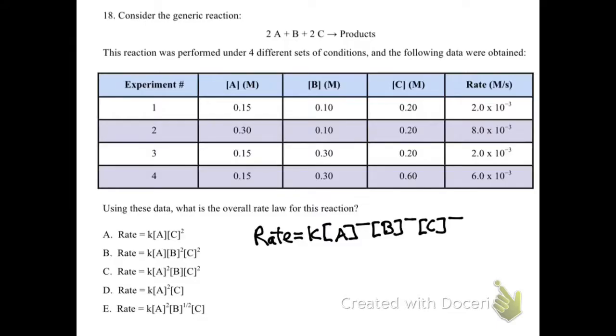And so what I mean by that is, for example, between experiments 1 and 2, we double the concentration of A. Whereas, what do you notice about B and C? They remain the same, right? So that means that however the rate changes, we can safely assume that this change in rate from 2 times 10 to the negative third molar per second to 8 times 10 to the negative third molar per second, that must be because of that change in A, because it's the only thing that's different between these two experiments.